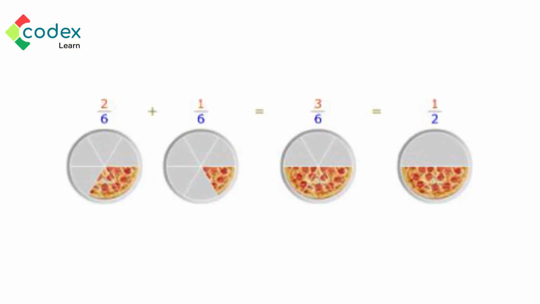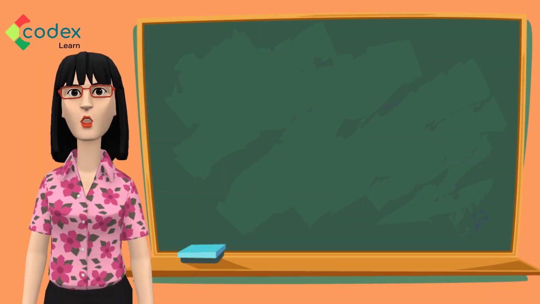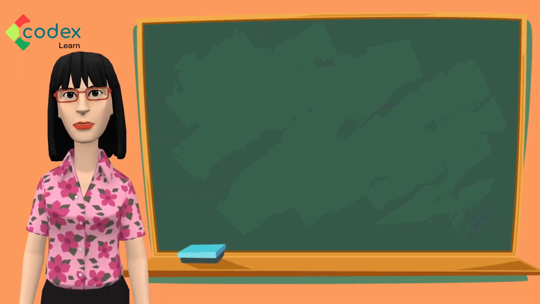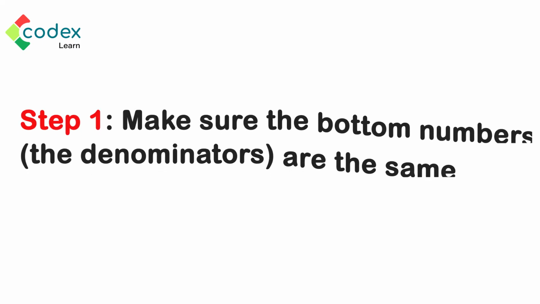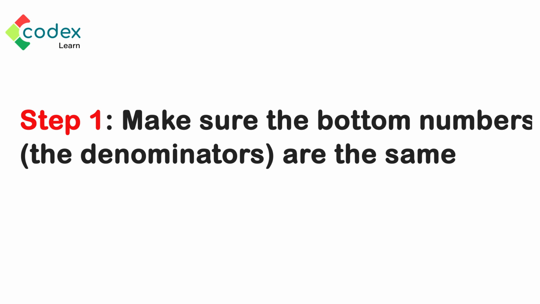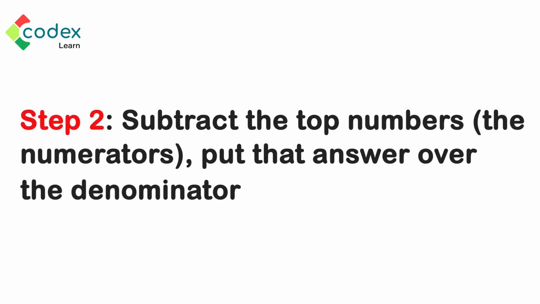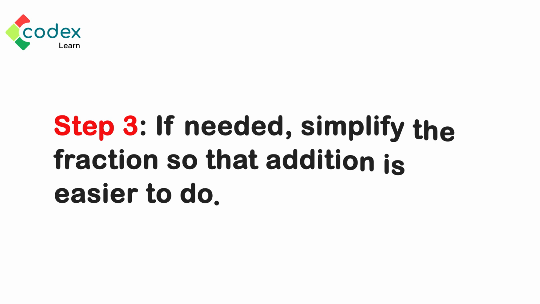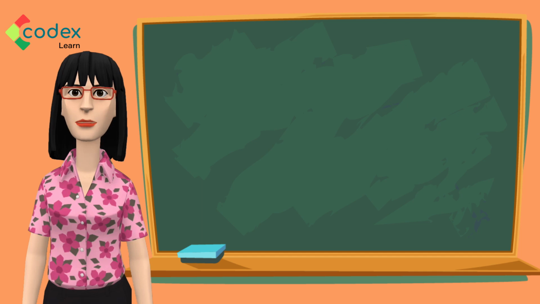What about subtracting fractions? There are 3 simple steps to subtract fractions. Step 1. Make sure the bottom numbers, the denominators, are the same. Step 2. Subtract the top numbers, the numerators. Put that answer over the denominator. Step 3. If needed, simplify the fraction so that it is easier to work with. Let's think about an example here.